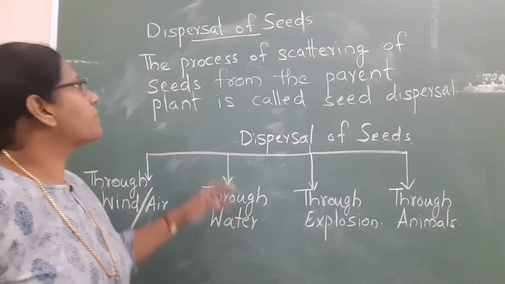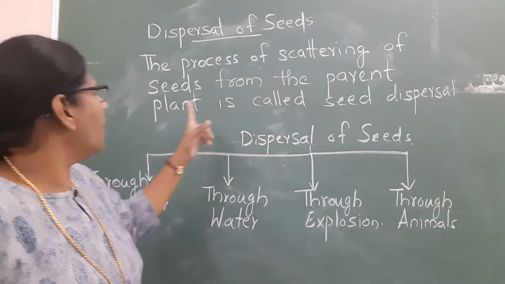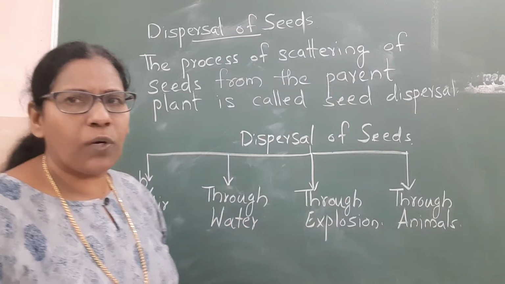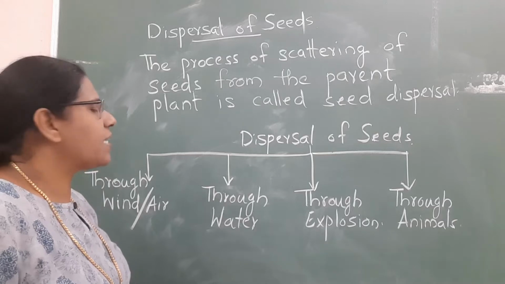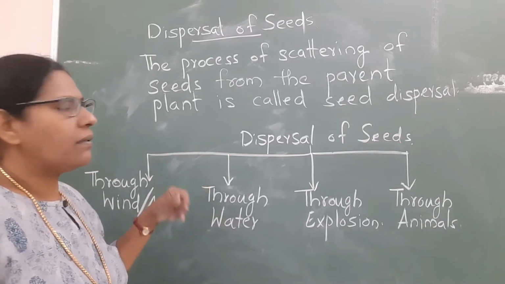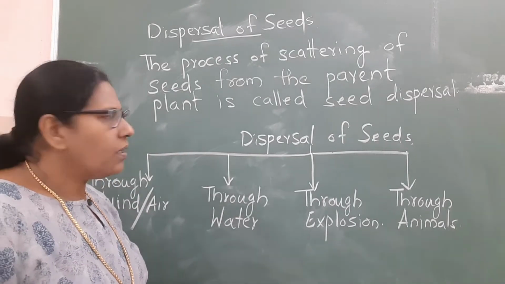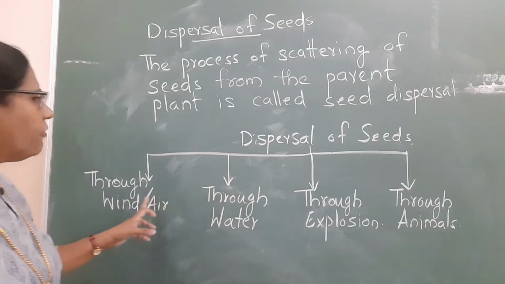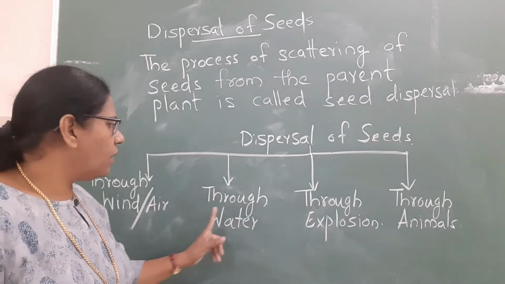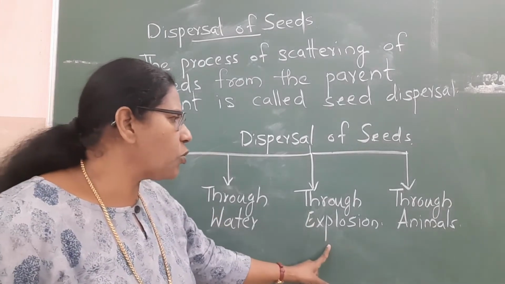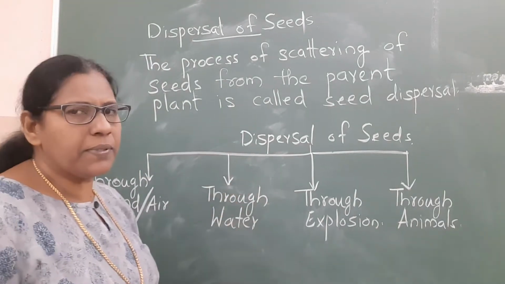How do seeds disperse? The process of scattering of seeds from the parent plant is called seed dispersal. Now seeds disperse in 4 ways: through wind or air, through water, through explosion, and through animals. These are the 4 ways seeds disperse.